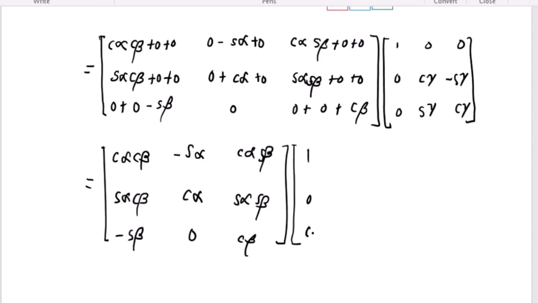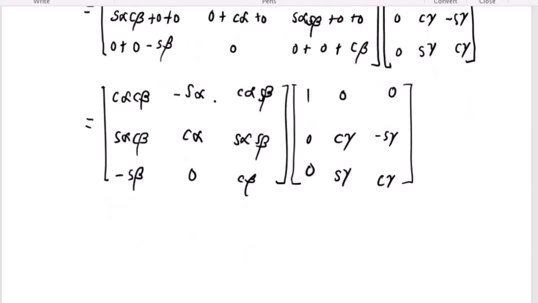This is 1, 0, 0. 0 cosine gamma, sine gamma. 0 minus sine gamma, cosine gamma. I just repeat, I simplified only that one. It's not an issue on this part.